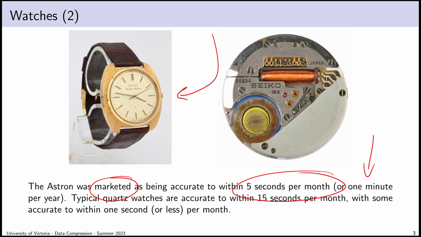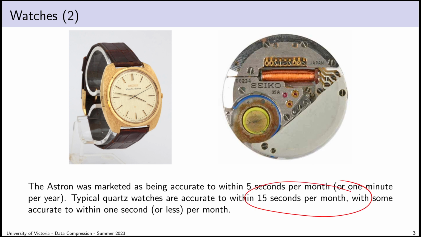If you go out and buy a cheap quartz watch, so over the last 50 years when quartz watches have become ubiquitous among people that wear watches, I believe, based on reading I've done, that you can expect a typical quartz watch to be accurate to within about 15 seconds per month. So that's basically half a second per day that I expect the watch to go off, which is pretty good.